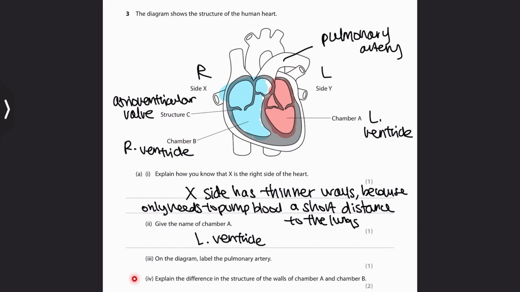And last part says explain the difference in the structure of the walls of chamber A and chamber B. What would you say? Again, it goes back to the thickness of the walls. So you would say that chamber A is the left ventricle. There's more muscle, and the reason is because it's got to generate more pressure or more force, because it's got to pump blood to the entire body. Whereas for chamber B, you don't need a lot of muscle. That's why the walls are so thin, right? You don't need a lot of muscle because it doesn't have to pump blood so far away. So that's how you would explain it.